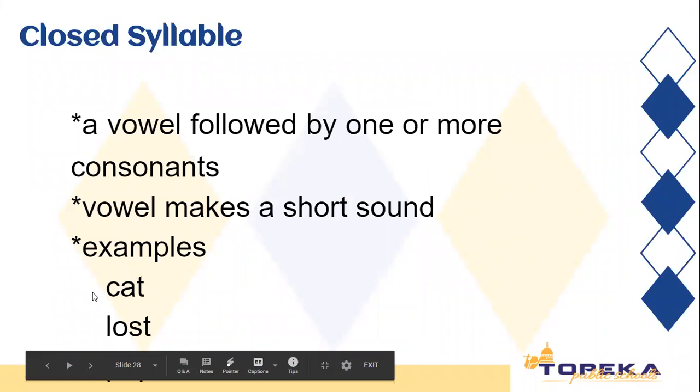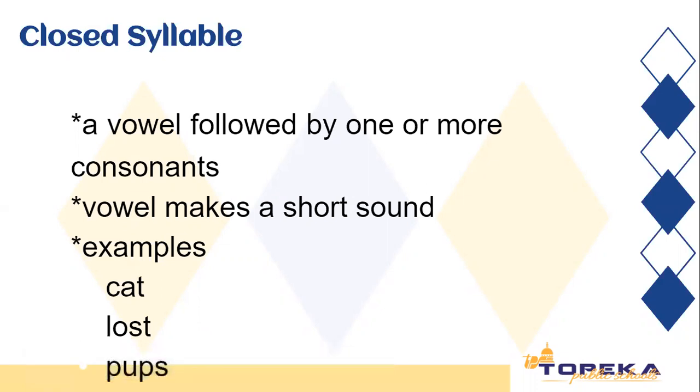The first type of syllable we have is a closed syllable. A closed syllable is a vowel followed by one or more consonants. And closed syllables always make the short vowel sound. If we look at these examples, cat, we see the short A followed by a T. In lost, we see the short O followed by S and T. And in pups, we see the short U followed by one or more consonants. A closed syllable has a short vowel, and notice that that sound is always stopped. If I look at cat, notice that the T stops the short A. If I look at lost, the S and T stop the O sound.